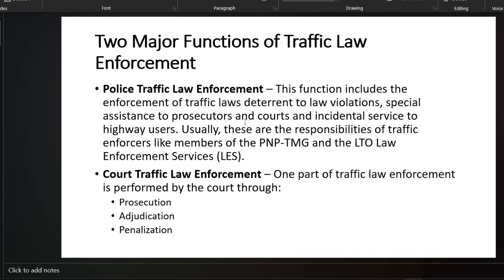Okay, so yung kung mapapansin niyo, ang PNP is a broad organization. However, the function of the PNP personnel has been divided into different functions and responsibilities. Number 2, court traffic law enforcement. One part of traffic law enforcement is performed by the court through anong ginagawa ng korte in relation to traffic issues or traffic incident, accident. They are the one who prosecutes, adjudicate, and issue penalty or they penalize.